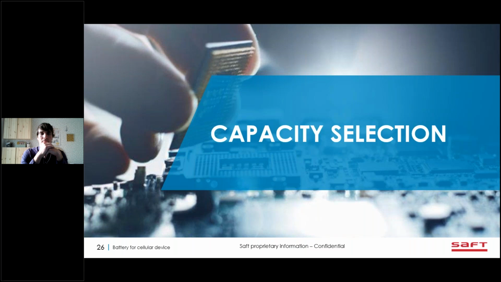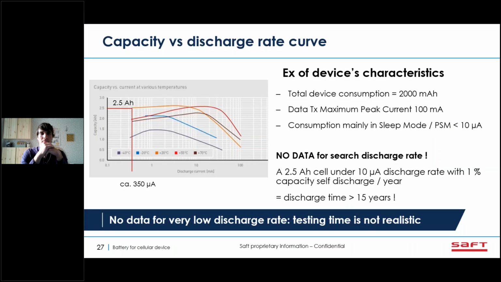In terms of capacity, also in the datasheets, you can find many different kinds of information. The main one is also a graph, and this is the capacity versus current at various temperatures. It means that for one continuous discharge rate, you will have one level of energy available for your device.